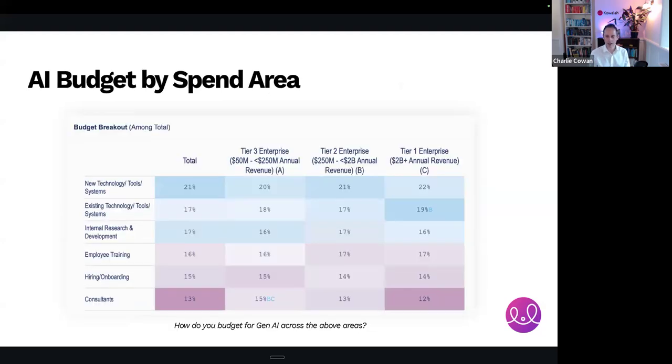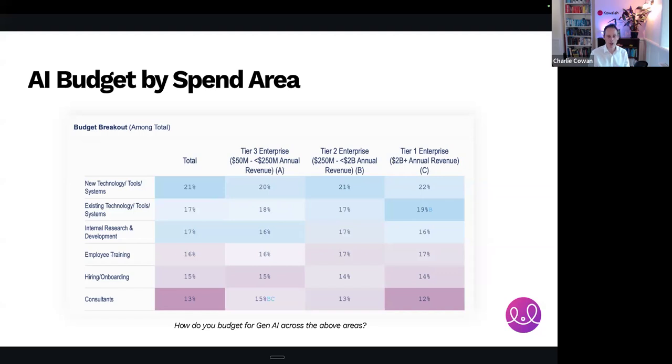The second chart that I thought was useful to highlight is the budgets and how those budgets are being spent on AI. Now, there are other slides in the report that go into the amount of these budgets and how they scale across different organizations, but they are big. And where are these budgets being spent? Well, what you can see here is the columns are the different sizes of companies. From the left-hand side, tier 3, these sort of 50 million to 250 million revenue companies, over to the right with the really large enterprise companies with more than 2 billion of revenue.